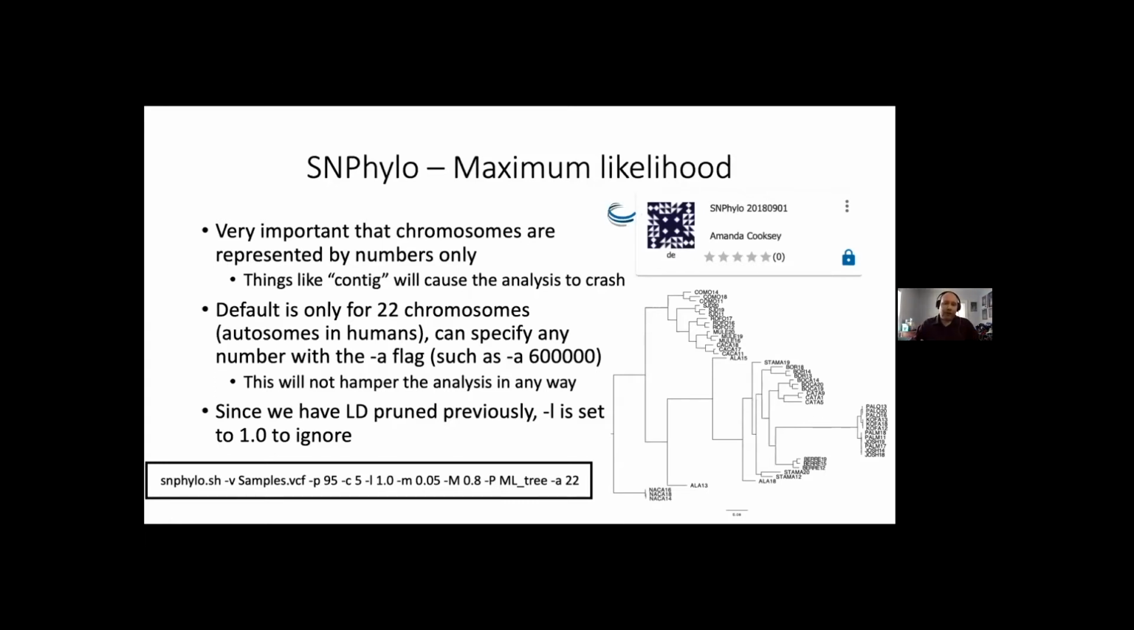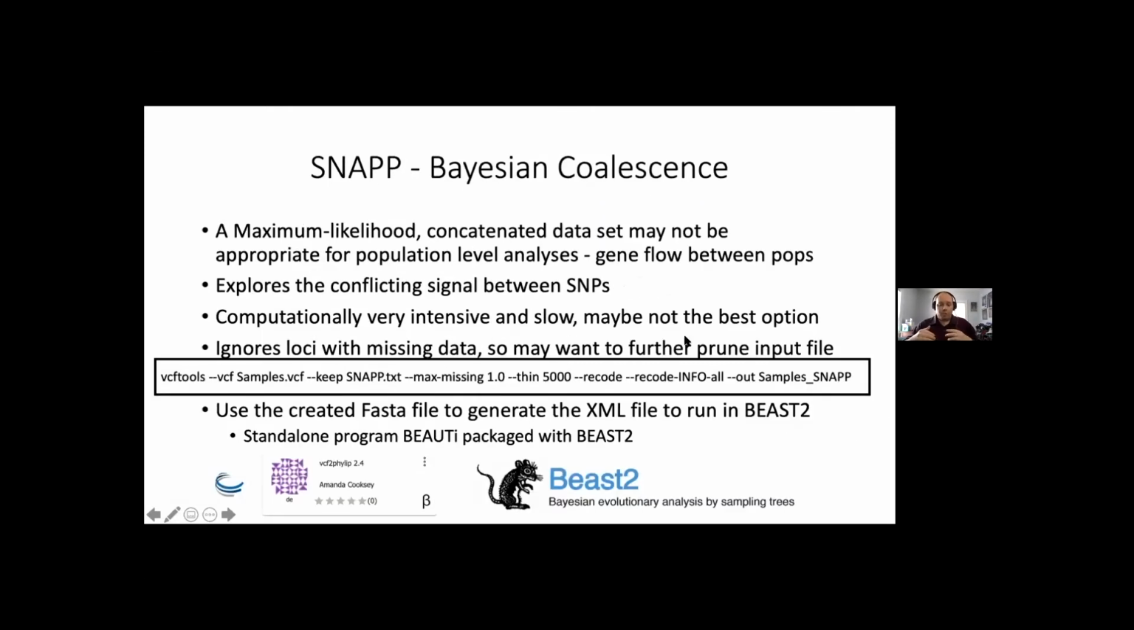However, building a phylogeny this way with SNPs and maximum likelihood may not be the best approach. Basically, we're using a concatenated data set, so we may have different signals in our data set. And if we're doing populations, those populations may have gene flow, and so that breaks one of the assumptions of phylogeny, of no hybridization. So maybe this maximum likelihood approach isn't the best. One option is using a Bayesian coalescent approach in SNAP.